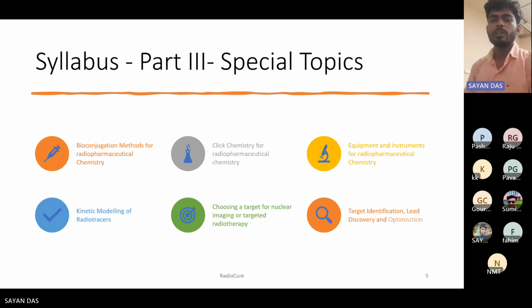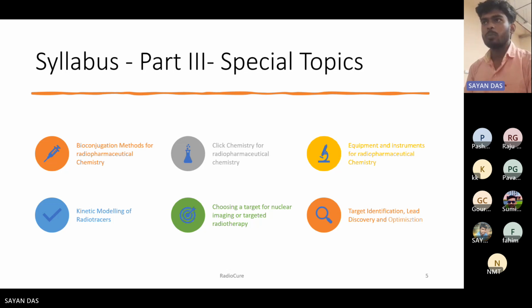Then kinetic modeling of radiation. Whenever we are injecting something, how its kinetics affects our body, how it affects the biology of our body, the ecosystem of our body. Those things will be described here. Mainly the radiokinetics or the pharmacokinetics will be described.